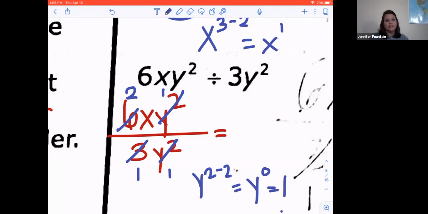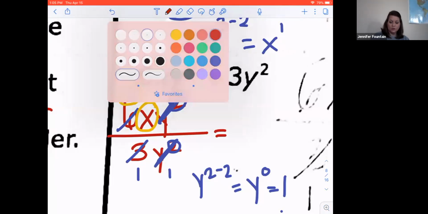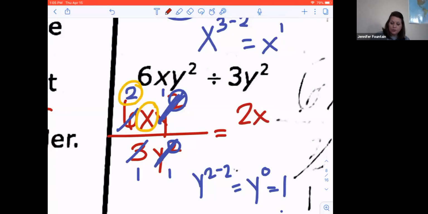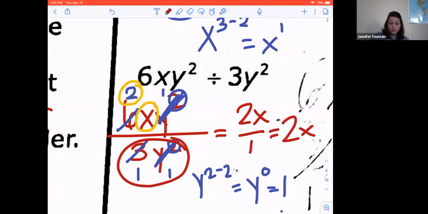Okay, so if my exponents are exactly the same, then I'm just able to totally cancel them out, and that would be the same as having 1 over 1. Okay, so now let's look at what I still have left. Notice my 6 became a 2. I still have an x in my numerator. Okay, so in my answer, I have 2x. Now notice in my denominator, I only have 1's left, and 1 times 1 is 1. So 2x over 1 is just equal to 2x.